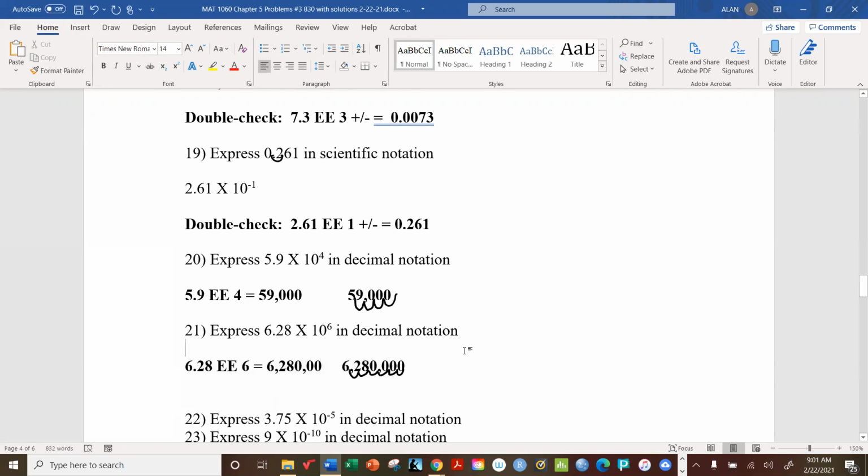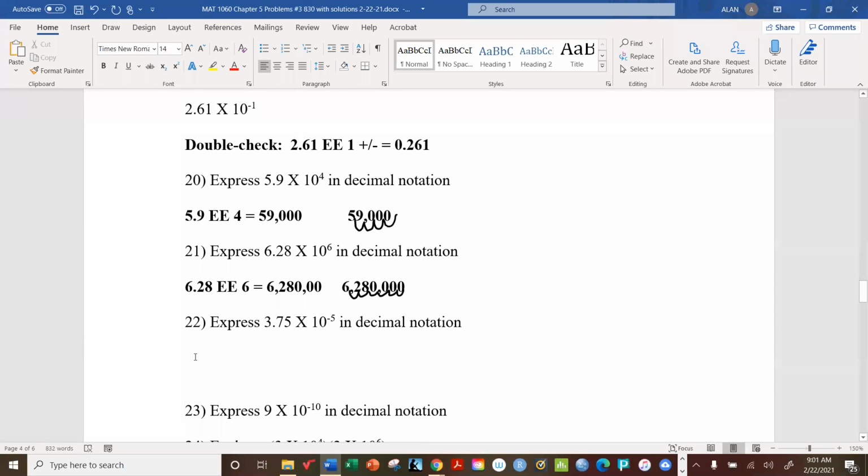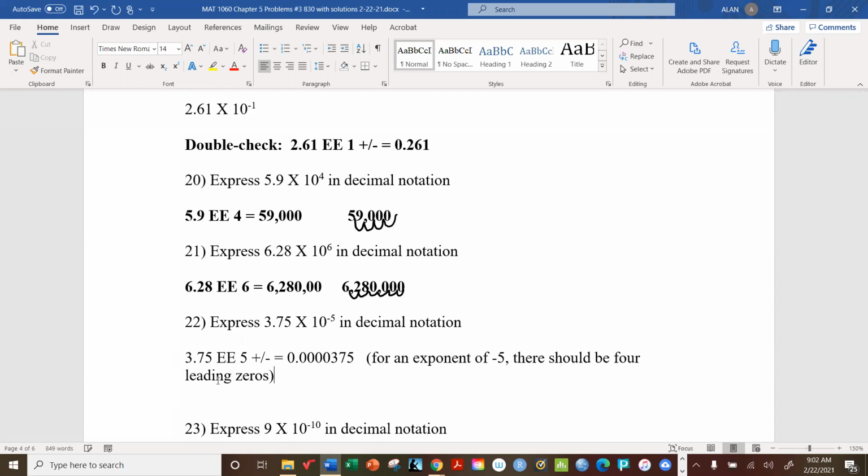Now, that's obviously a very informal approach. Mathematicians would probably be horrified if they saw us doing that, but it works. Okay, so let's try this one, 3.75 EE. Now, don't forget about that negative key. Do not use the minus. So this should give us 3.75 EE 5 negative equals 0.0000. And again, you notice for an exponent of negative 5, there should be 4 leading zeros, which we have here. And that's a tip-off that you've done it correctly.